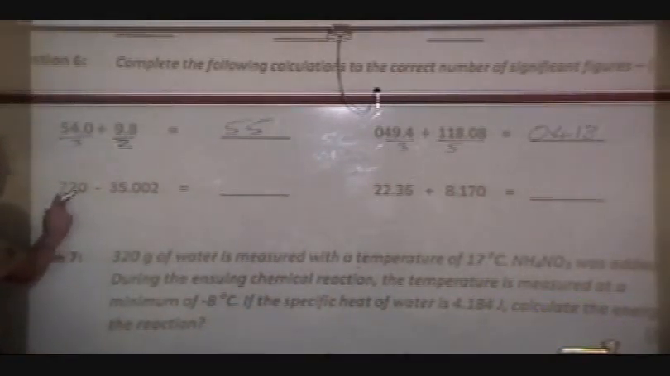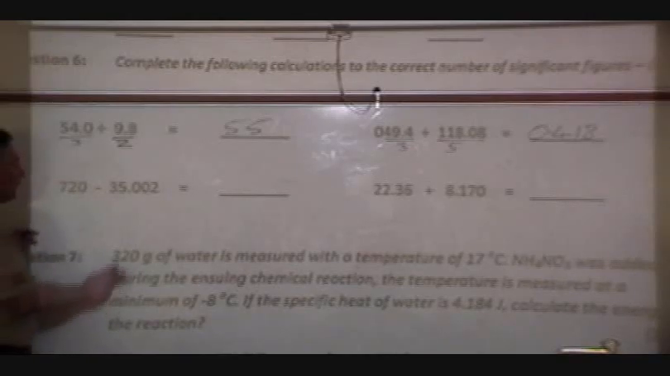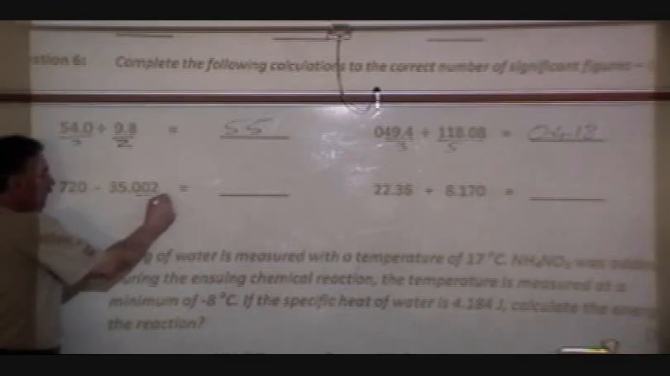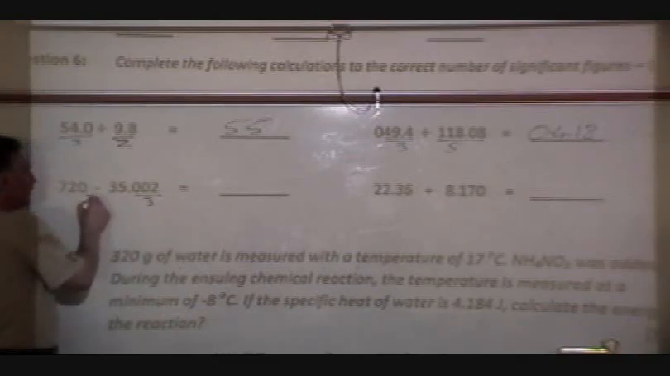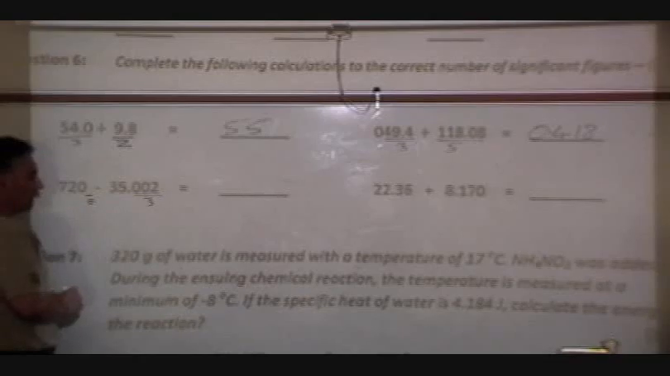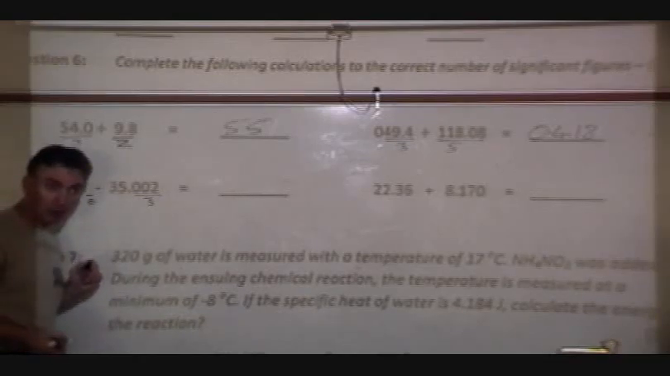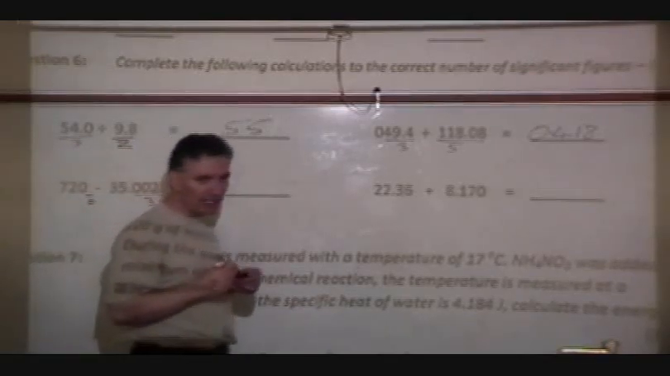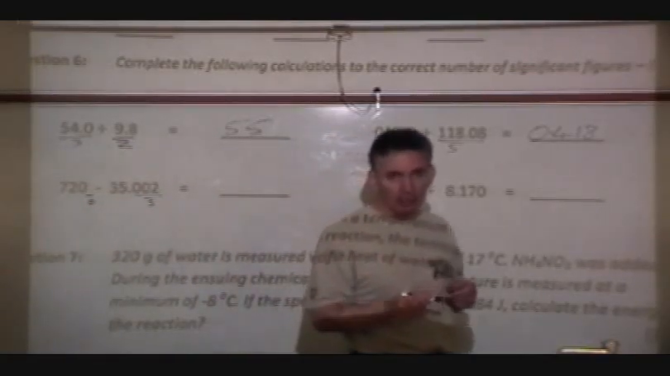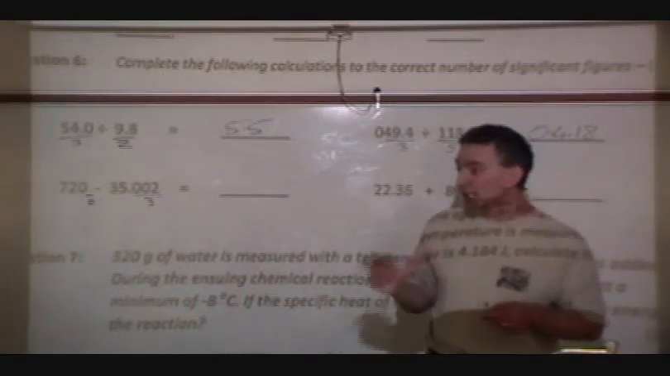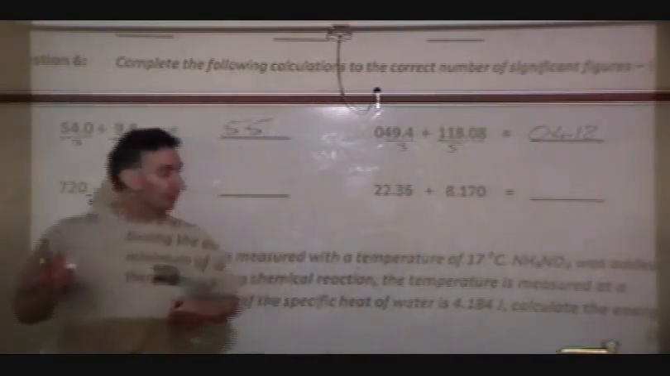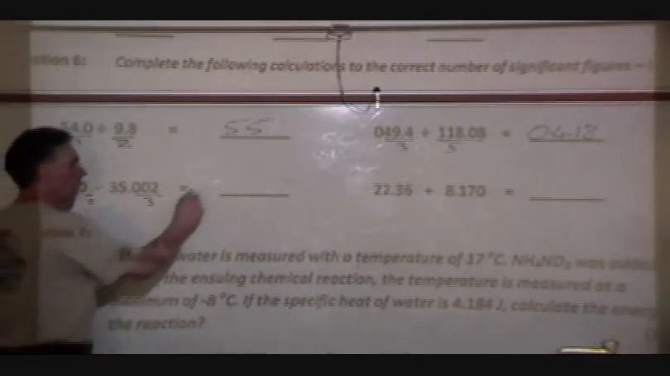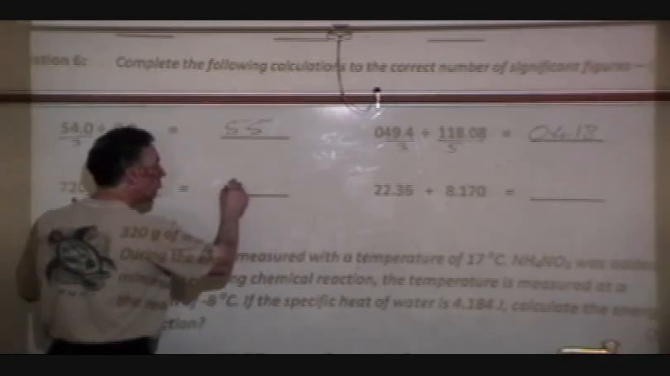Next one, 720 minus 35. Now being a subtraction, now we're looking for the least number of decimal places. 3 compared to 0 decimal places. So our final answer should be quoted to 0 decimal places. Multiplying and dividing is the least number of significant figures, and adding and subtracting is the least number of decimal places. So what was the raw answer for this, once again? 684.998. A bit louder.